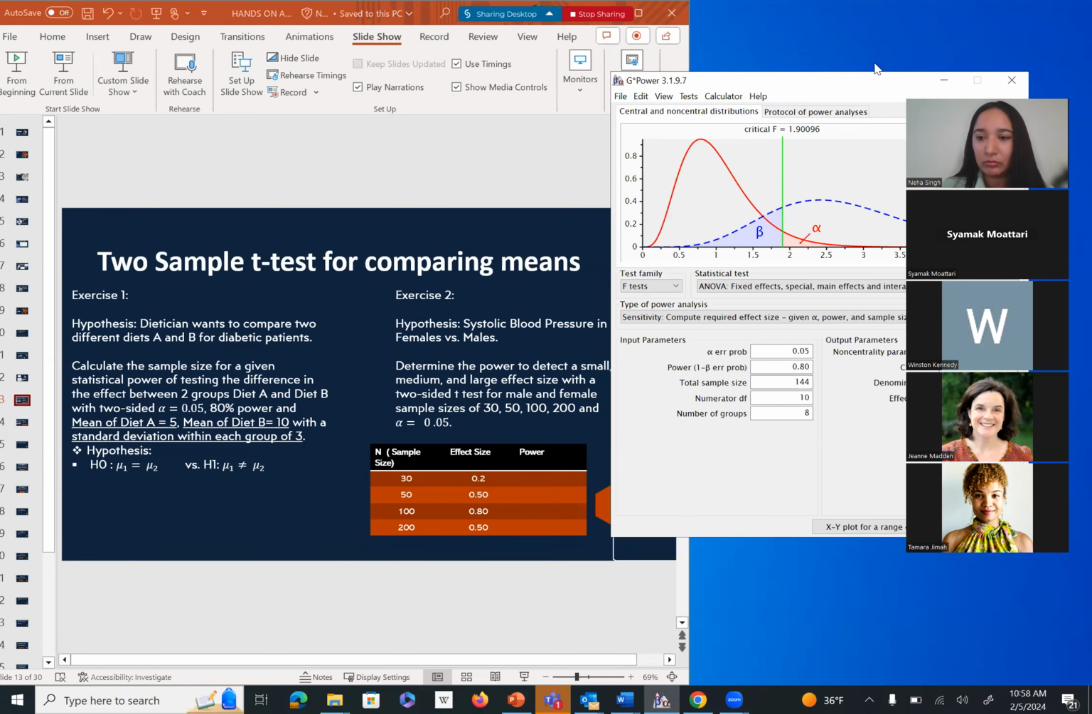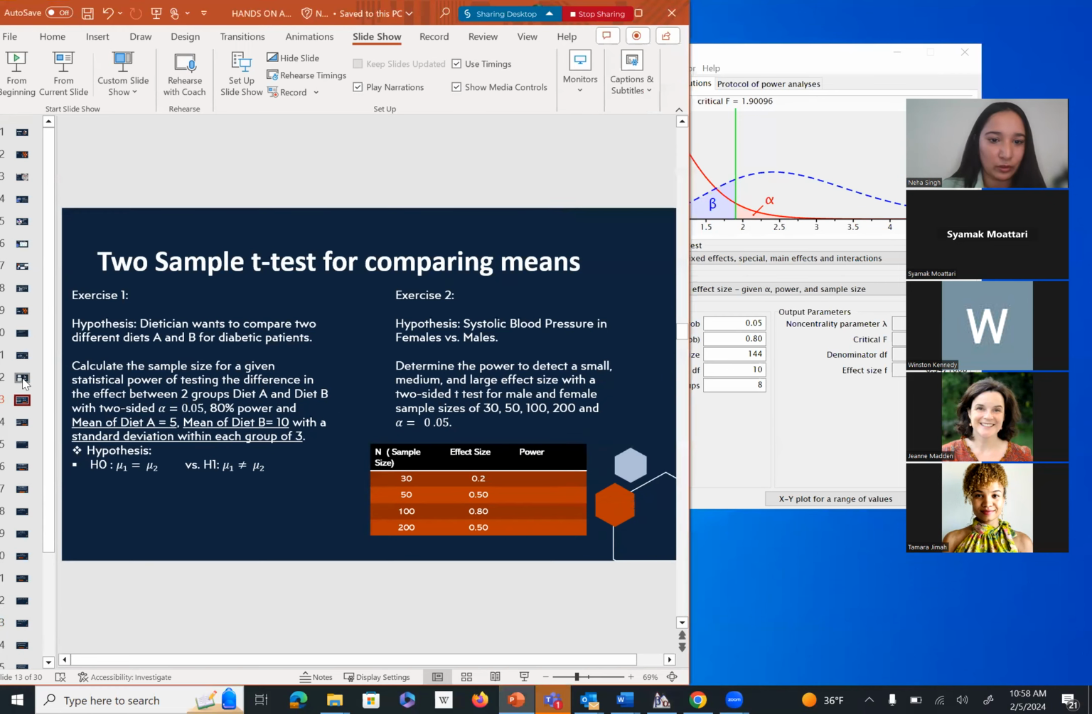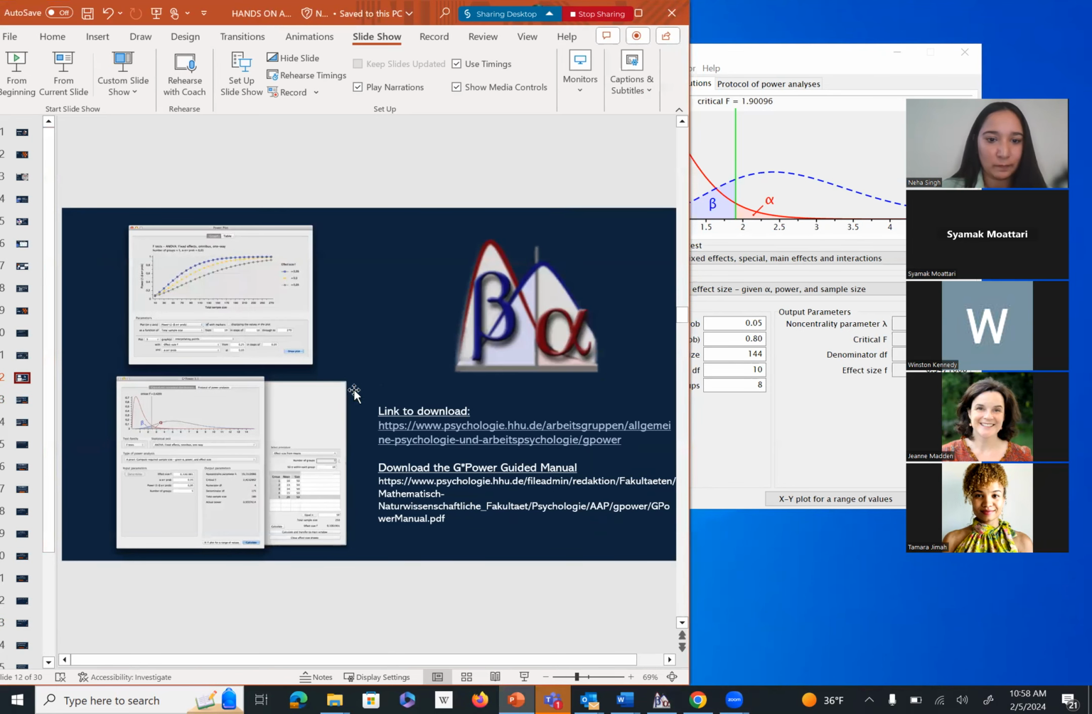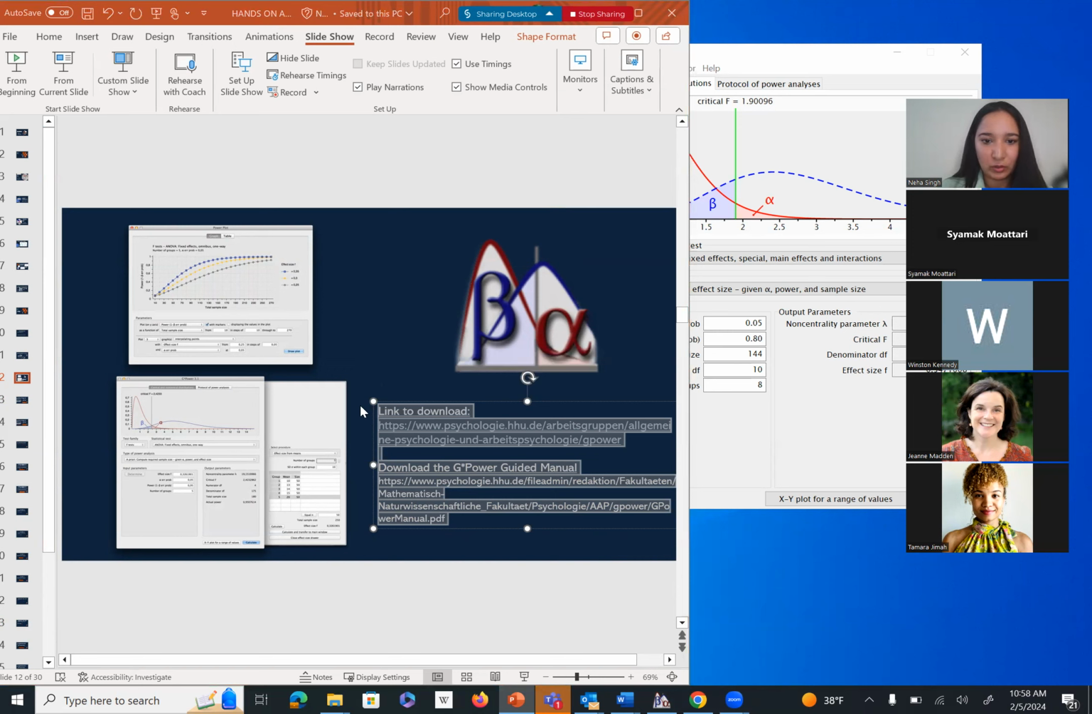Can you see my screen? Can you see both? Do you see GPower on one side and the PowerPoint on the other side? Yeah, they're overlapping. Okay, I'll fix that right now, but I'll send the link to download in the chat. Give me 1 second. Did that work?